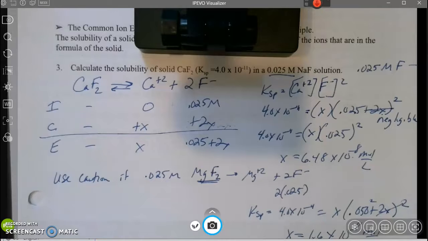Okay. All right, so that is side 1 of page 2.